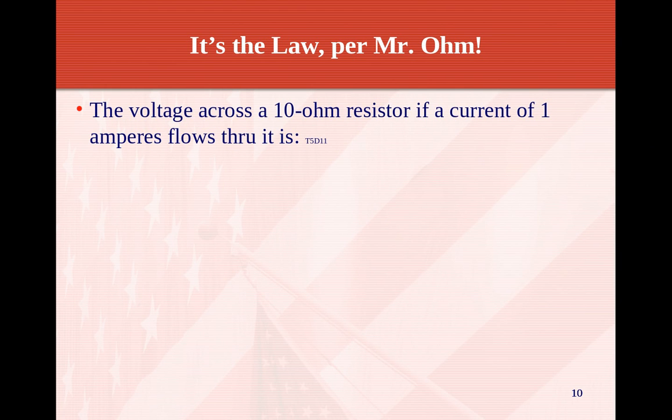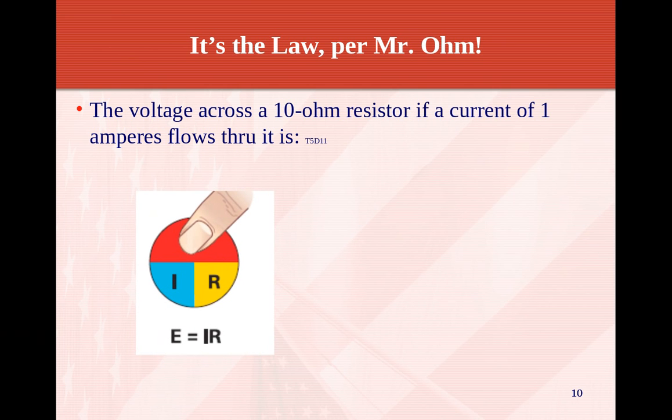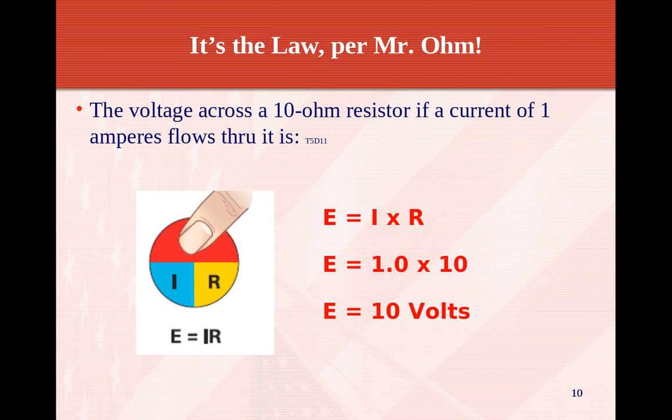The voltage across the 10 ohm resistor if the current is 1 amp. So we want to solve for E. Again, I times R. So E is equal to I times R. E is equal to 1 amp times 10 ohms, which gives us 10 volts.